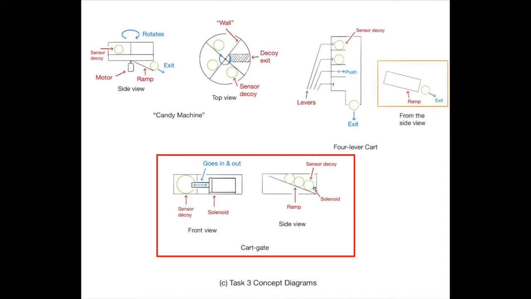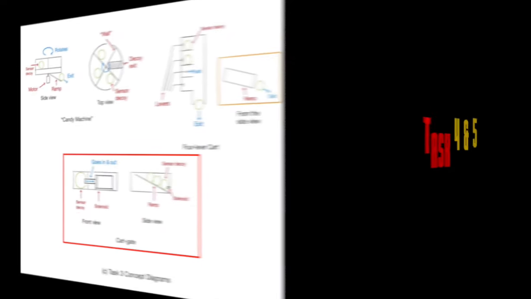A solenoid with a spring inside would act as a gate for a gravity-primed cart. When it is turned on, the gate will retract, allowing sensor decoys to pass through. When the solenoid is turned off, the spring will cause the gate to close again.